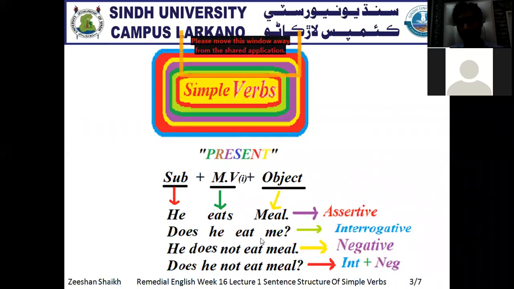Does he eat meal? Now the third one: he does not eat meal. Yes, of course, that becomes a negative sentence because we have given the word not after the helping verb. Does not. Clear? And at the end, we have the interrogative plus negative: does he not eat meal? So the helping verb does comes first, then he, then not, then eat, then meal. Clear? So whenever we have an interrogative plus negative sentence, first of all we have to give the helping verb, then the subject, then not, then the main verb, and at the last we have to give the object. Clear?